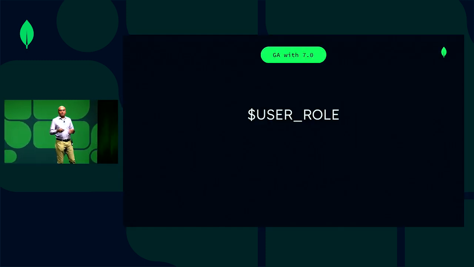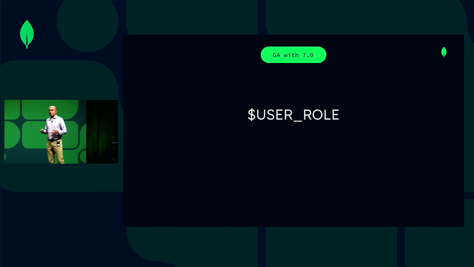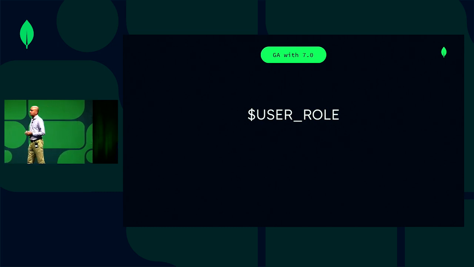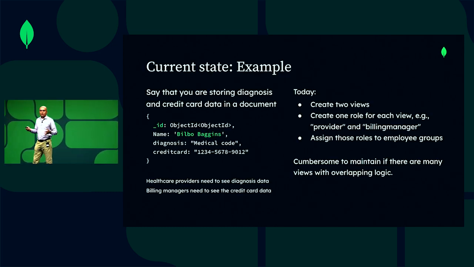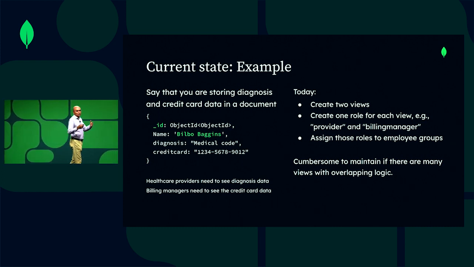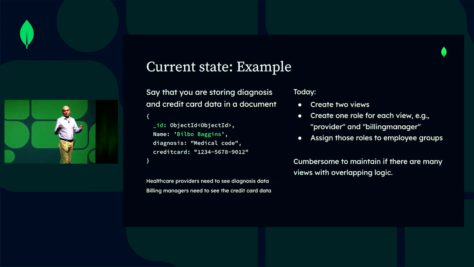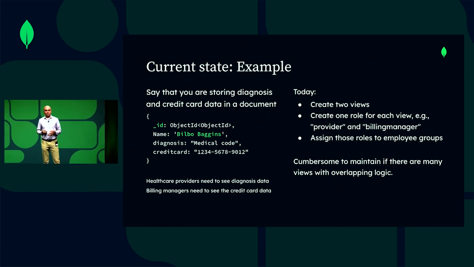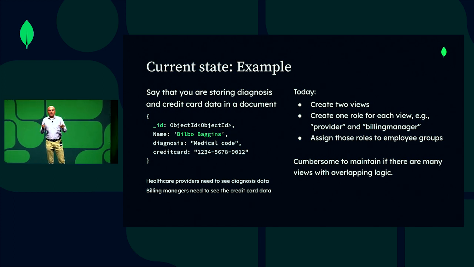Next, let me switch gears and talk about this new feature, user role. Let me build a context for this feature. This is again in the identity and access management theme. Say you are a hospital and you are storing two types of information in a JSON document. You're storing a medical diagnosis in a patient's JSON record, and you are also storing credit card information.